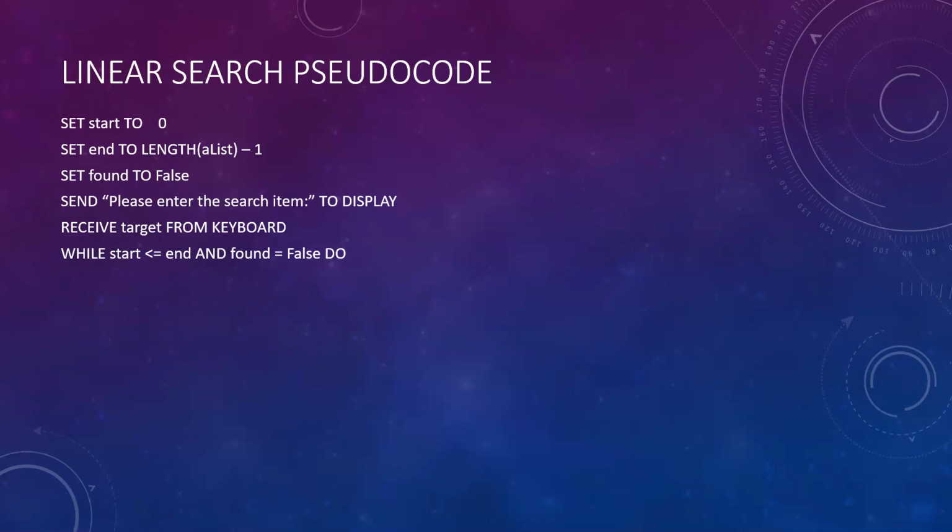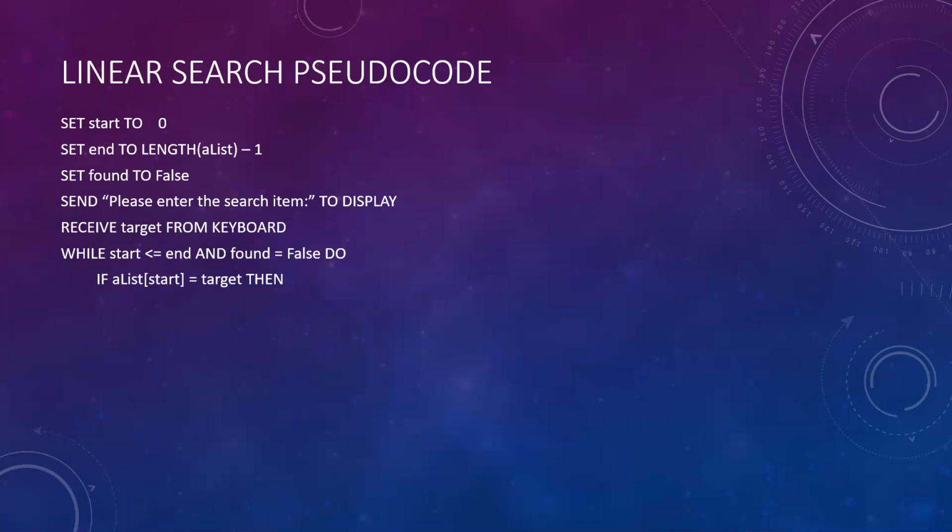So if any one of these two breaks the condition, then the loop will break down, or the loop will stop its work. So after entering into the while loop, it will do the comparison. It will compare the item with the target item that you have entered for the comparison.